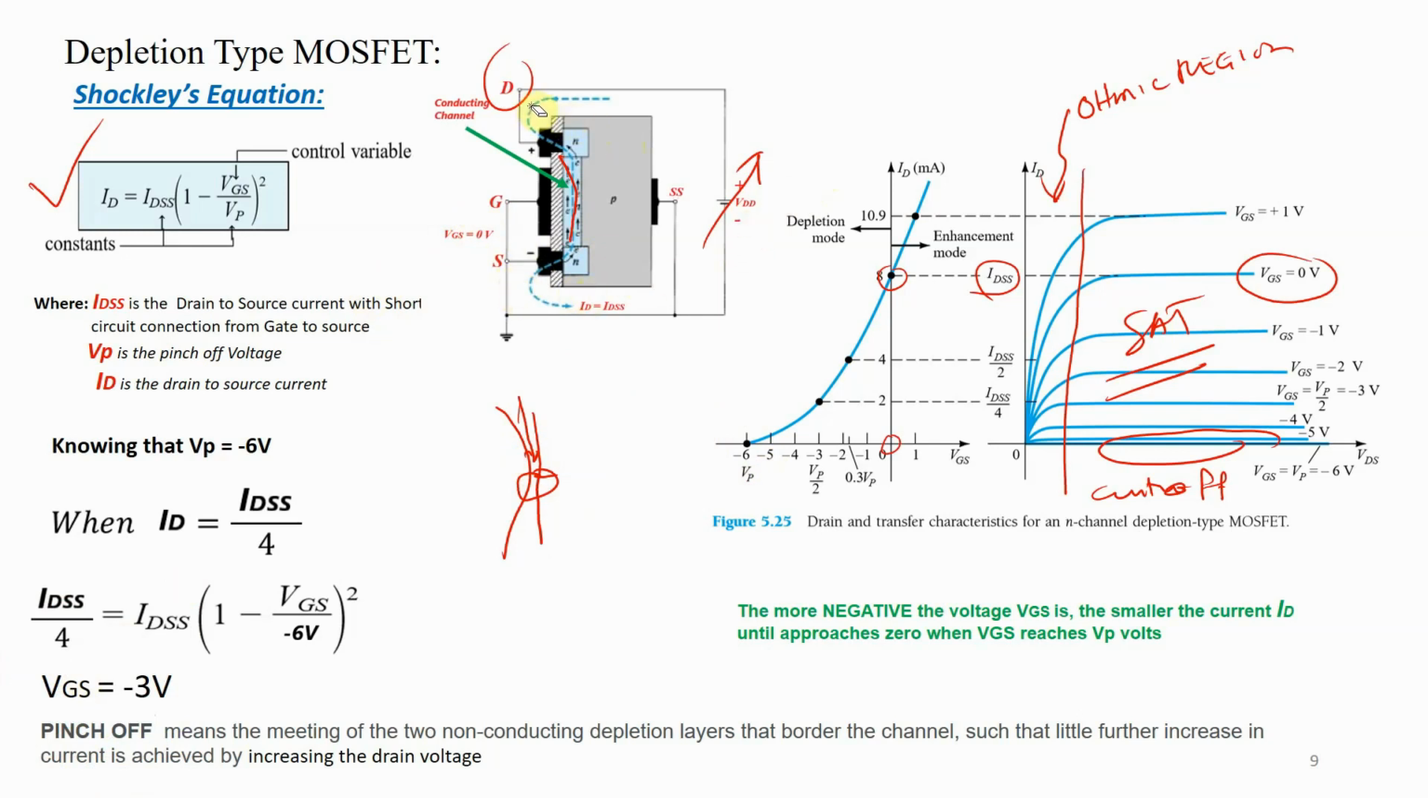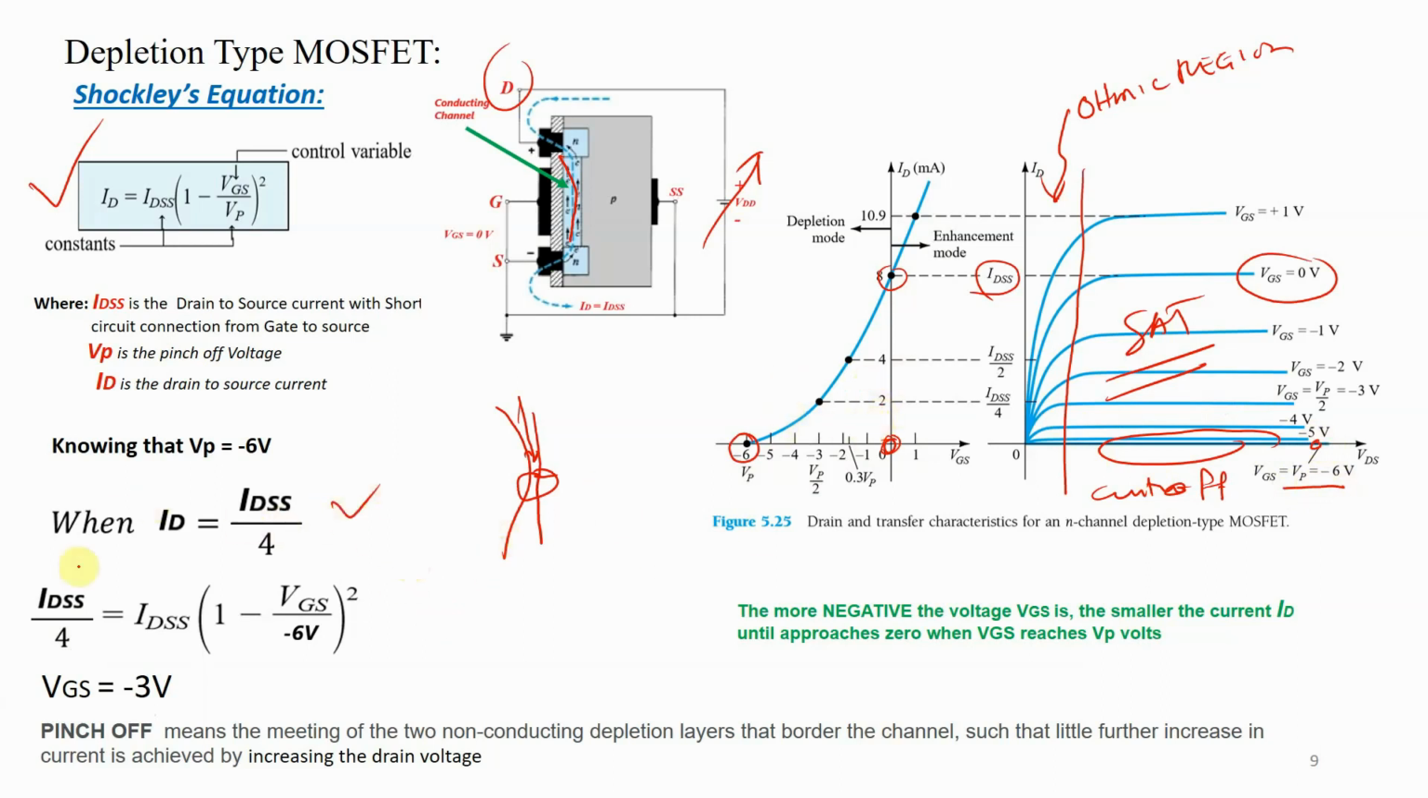What if we put a negative source here, and we continue to increase the negative source until, for example, negative 6? When it reaches negative 6, the current ID cannot pass anymore, therefore the current is 0, right? Like here, VGS equal to VP, the current is 0, which you can see from the table.